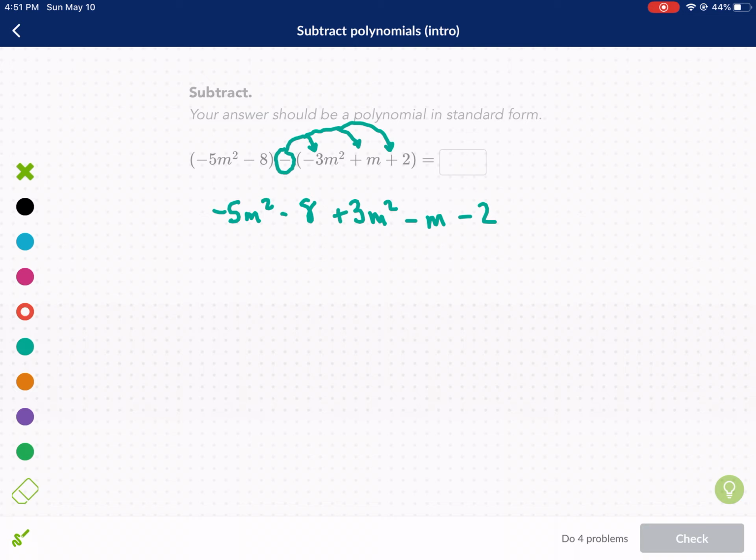Now we're just going to look for like terms here. So we have negative 5m squared and 3m squared. We're going to keep the m squared there, and then we just subtract the numbers out in front. So you have negative 2m squared.